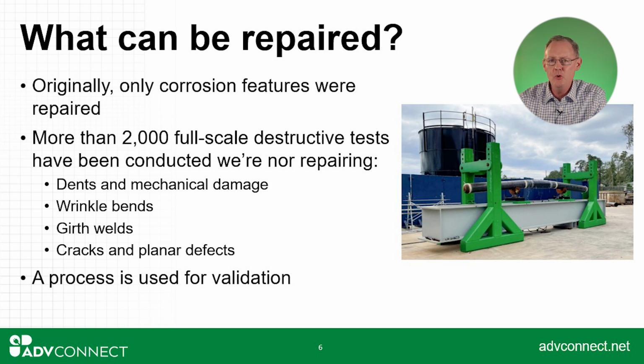We've done about 2,000 destructive full-scale tests. And so we've blown stuff up, we've bent it, we pulled it apart. Because of that vast volume of data that we've generated, we really understand what it can do. And I've got a list of dents, mechanical damages, wrinkle bends, girth welds, cracks. Once again, remember, this is an overview slide deck and overview video series. But in these other videos, we're really going to do a deep dive.